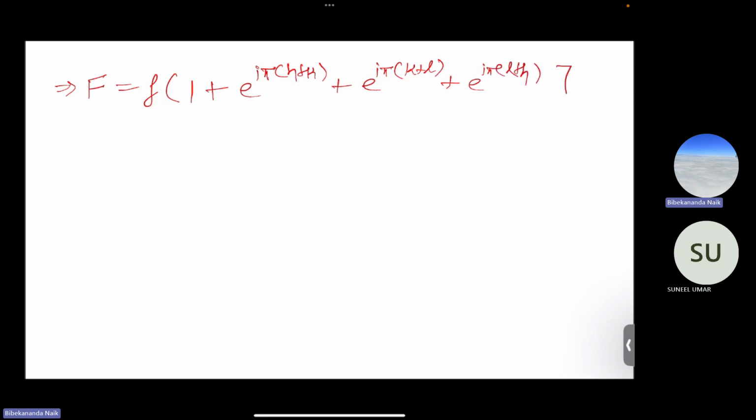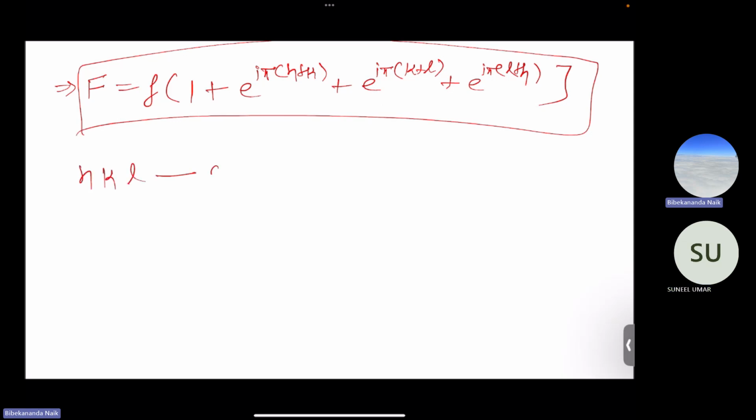Now see, the capital F is small f times 1 plus exponential i pi (h plus k) plus exponential i pi (k plus l) plus exponential i pi (l plus h). You understand up to here? You understood how we are calculating.